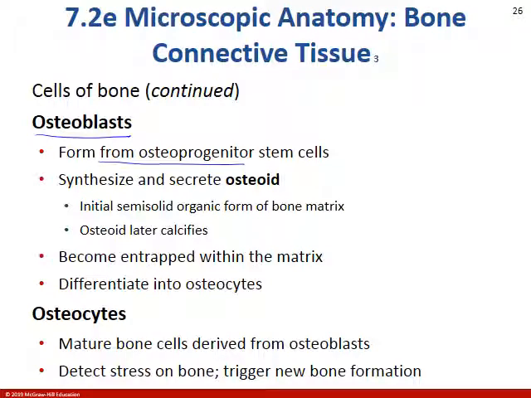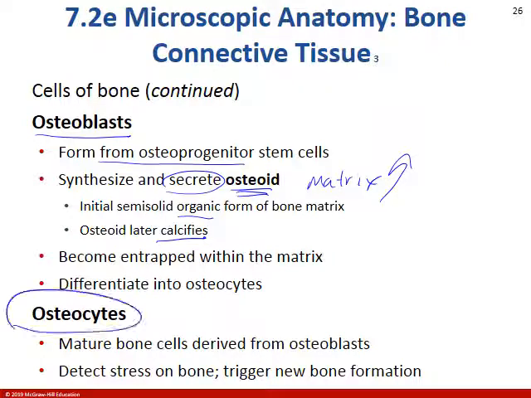Osteoblasts form from the osteoprogenitor cells, and they start secreting a matrix. They start secreting something called osteoid. So it's organic, it's going to be pushed outside of the cell, and it's going to become calcified. So basically an osteoblast's job is to make this osteoid substance, this matrix, and excrete it outside of the cell. When it hardens, we have an osteocyte. This is a mature bone cell.